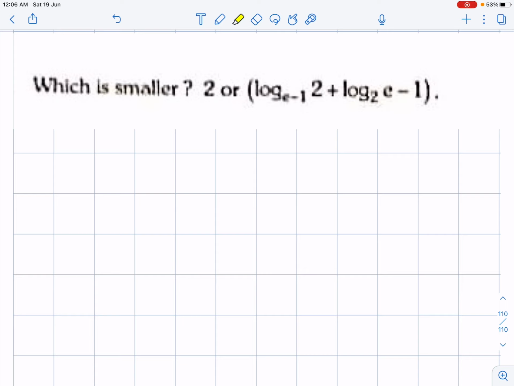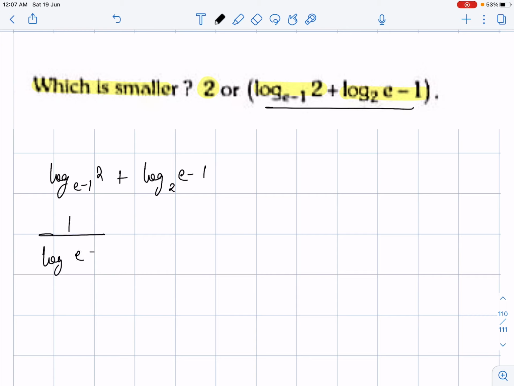So we'll be going to solve this question written on the screen. Which is smaller has been asked to you: 2 or log of 2 base e minus 1 plus log of e minus 1 base 2. So guys, to solve such type of question I would have to simplify this expression. I would write it as log of 2 base e minus 1 plus log of e minus 1 base 2. The first term can be written as 1 divided by log of e minus 1 base 2, plus log of e minus 1 base 2.